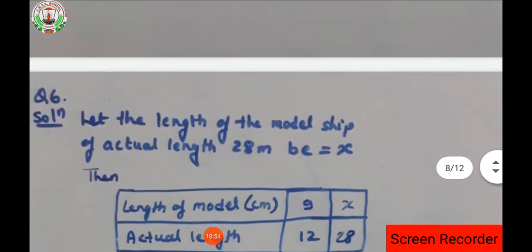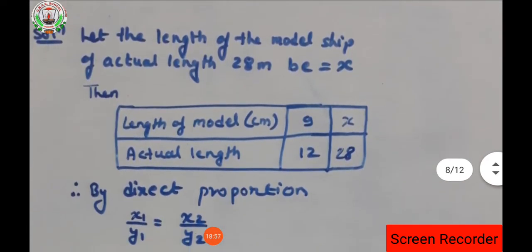Clear everyone? Next, question number 6. Let the length of the model ship be x. Here in question number 6 it is talking about a ship whose model is being prepared by looking at the actual length. So what is the actual length of the ship? That is 28 meter, but the model length of the ship we will consider as x. Here we are talking about the imaginary and the actual length. The actual length of the ship is 28 meter, but the imaginary, that means the model ship, will be small, isn't it? So we will consider it as x.